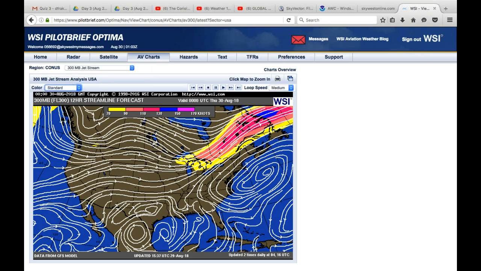So this is a jet stream, but this will just kind of show you when we have these contour lines far apart, that means that the pressure gradient is not high, but when they're all super close like this, it's going to be really high.